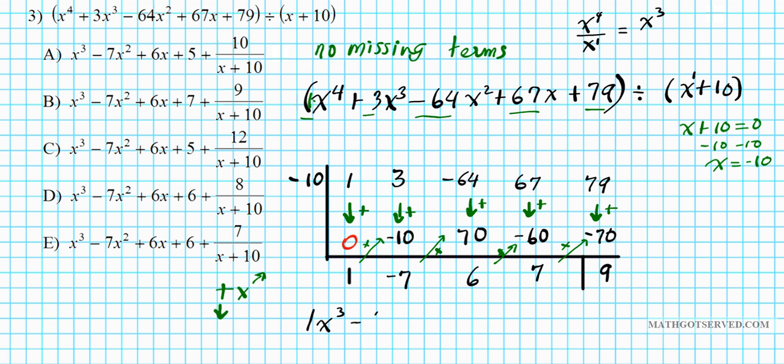Negative 7x, extract that coefficient, to the 2nd power plus 6x to the 1st power plus 7x to the 0th power, that's just 7. And then we have our remainder, which is 9, plus 9 over the divisor, which is x plus 10. So our answer is option letter B.